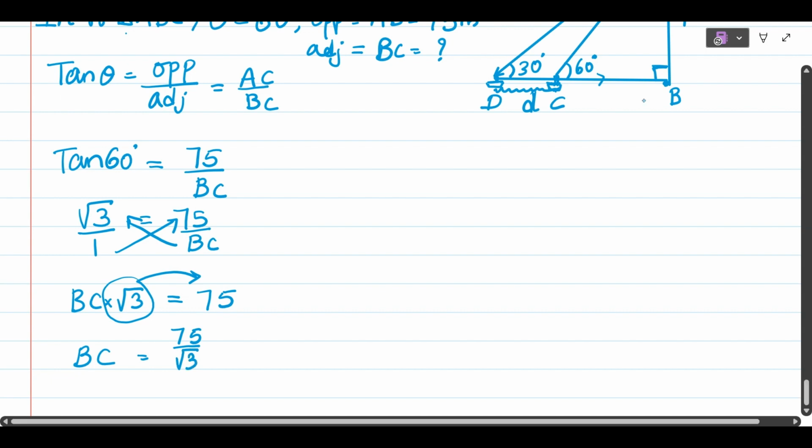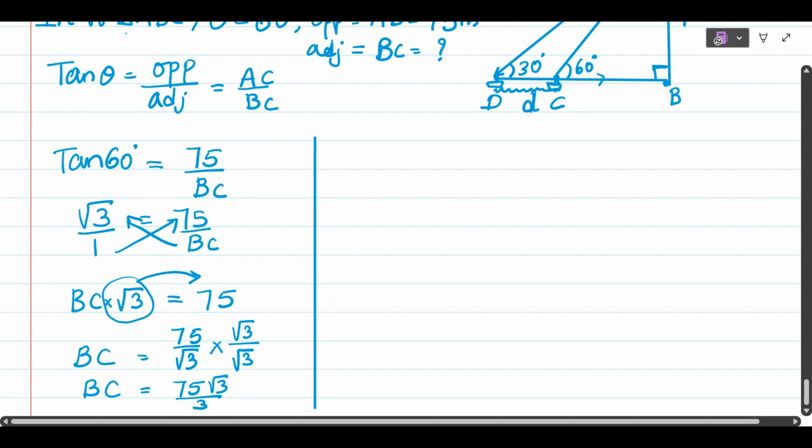Now in order to solve this, if we have an irrational number in the denominator, multiply both numerator and denominator with its rationalizing factor. The rationalizing factor for root 3 is root 3 itself. Here we will get 75 root 3 whole divided by 3. Did you understand, students?